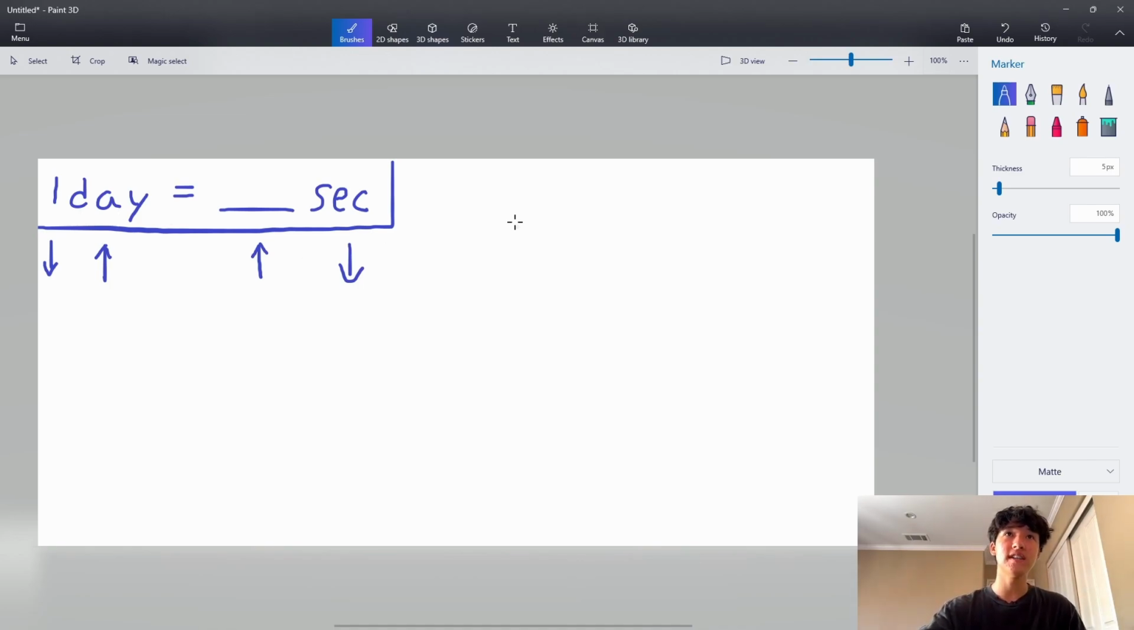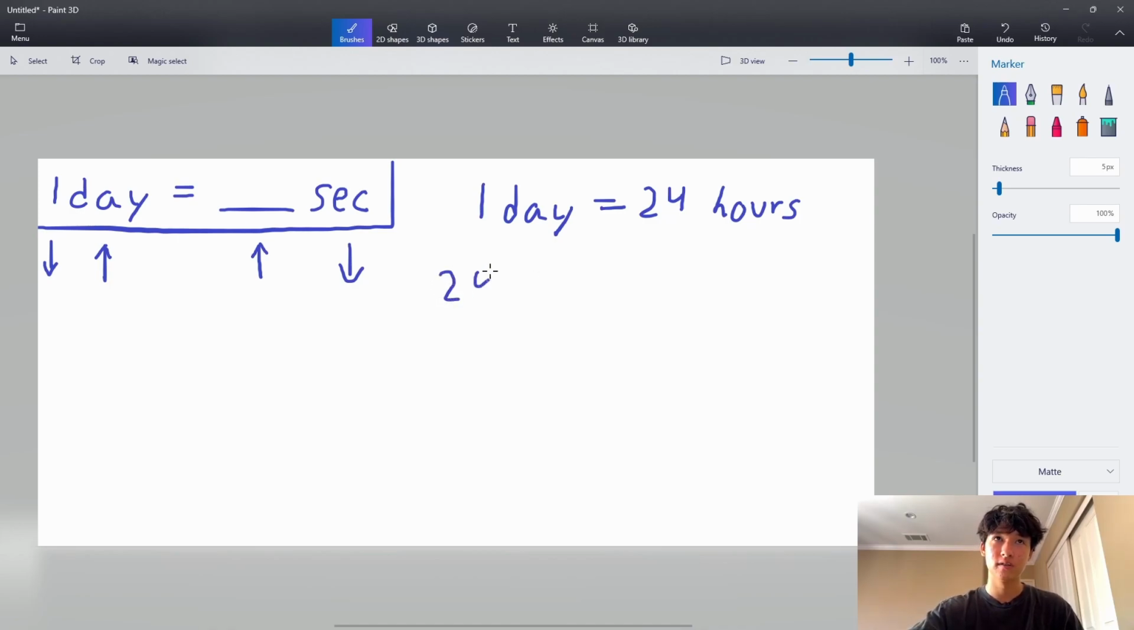So 1 day, hopefully you guys know that 1 day is equal to 24 hours. Okay? So that's pretty easy. Now, 24 hours is equal to, we're basically just trying to get this closer and closer to seconds until we get there. So we just went from day to hours, right? So day is bigger, 1 day is bigger than 1 hour, which is why we have more hours to equal that 1 day, right?